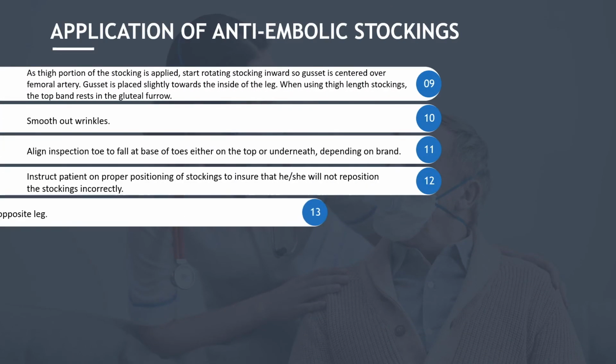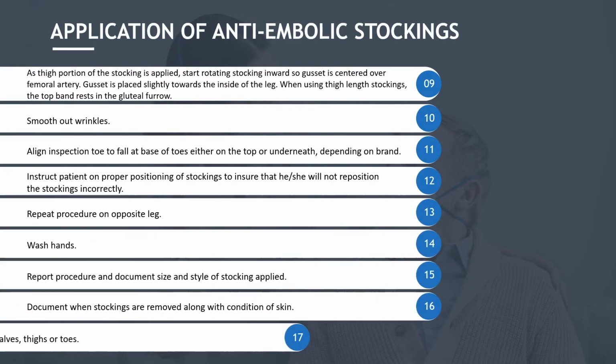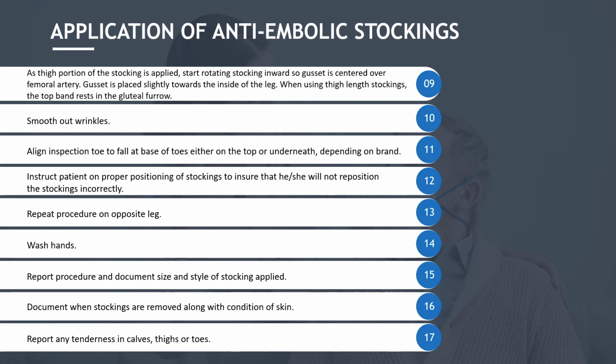9. As the thigh portion of the stocking is applied, start rotating the stocking inward, so the gusset is centered over the femoral artery. The gusset is placed slightly towards the inside of the leg. When using thigh-length stockings, the top band rests in the gluteal furrow. 10. Smooth out wrinkles. 11.